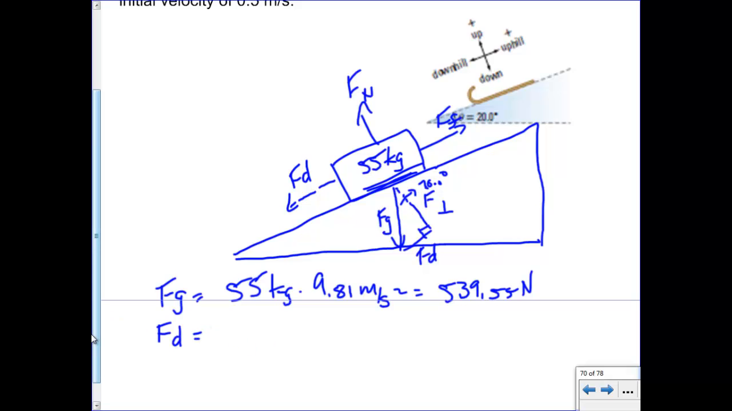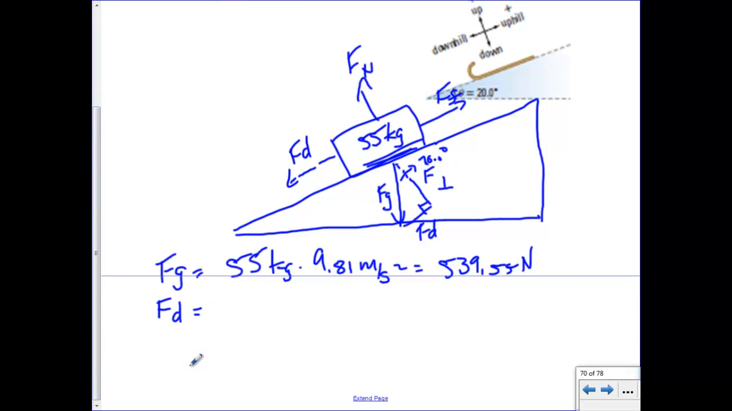Let's say I want to find the FD then. How do I find the downward force? Yeah, it'll be opposite over hypotenuse. So it'll be FG times the sine of 20, which will be 539.55 sine 20. So I got 184.5 for FD. 184.5? Yeah. You got that? Okay. Sorry, I'll write out a few more numbers. I got 184.5369.